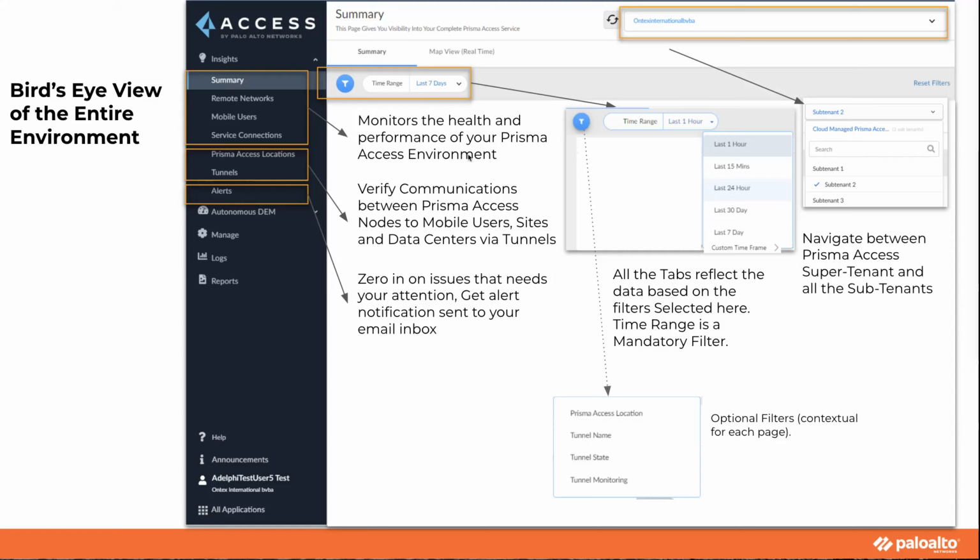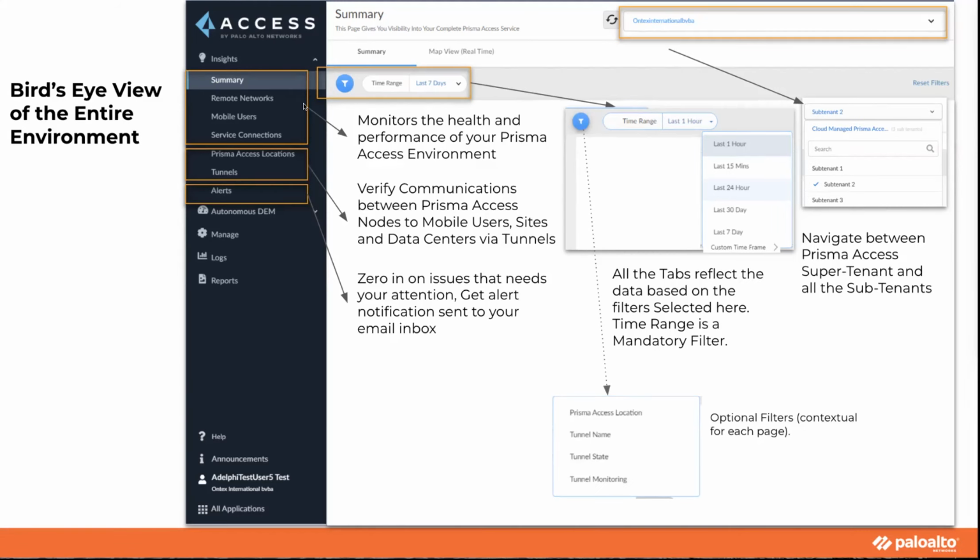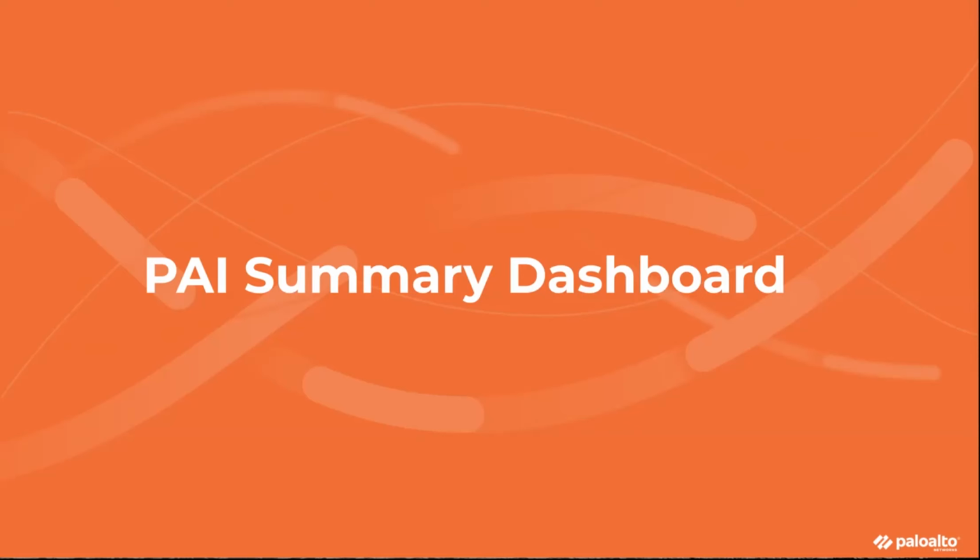Here you can see you have multiple dashboards: summary dashboard, remote networks, mobile users, service connections, Prisma Access locations, and tunnel alerts. We have recently added another dashboard, the Autonomous DEM dashboard, which I will talk about in the next slides also. Let's have a look into each dashboard in detail and see what information we are getting from each one. The first dashboard we're looking into is the summary dashboard.